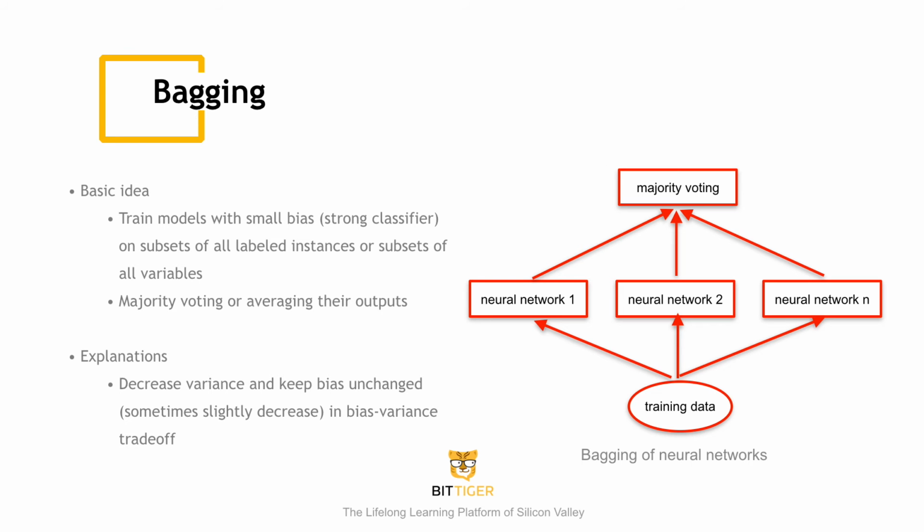The third approach is the bagging technique. The bagging technique is known as a generic approach for decreasing variance of a machine learning model. Its basic idea is to train multiple strong models on different subsets of all instances or subsets of all variables, and results coming from different models will be voted or averaged as the final output. The bagging technique can avoid overfitting as it decreases variance and the bias-variance trade-off.